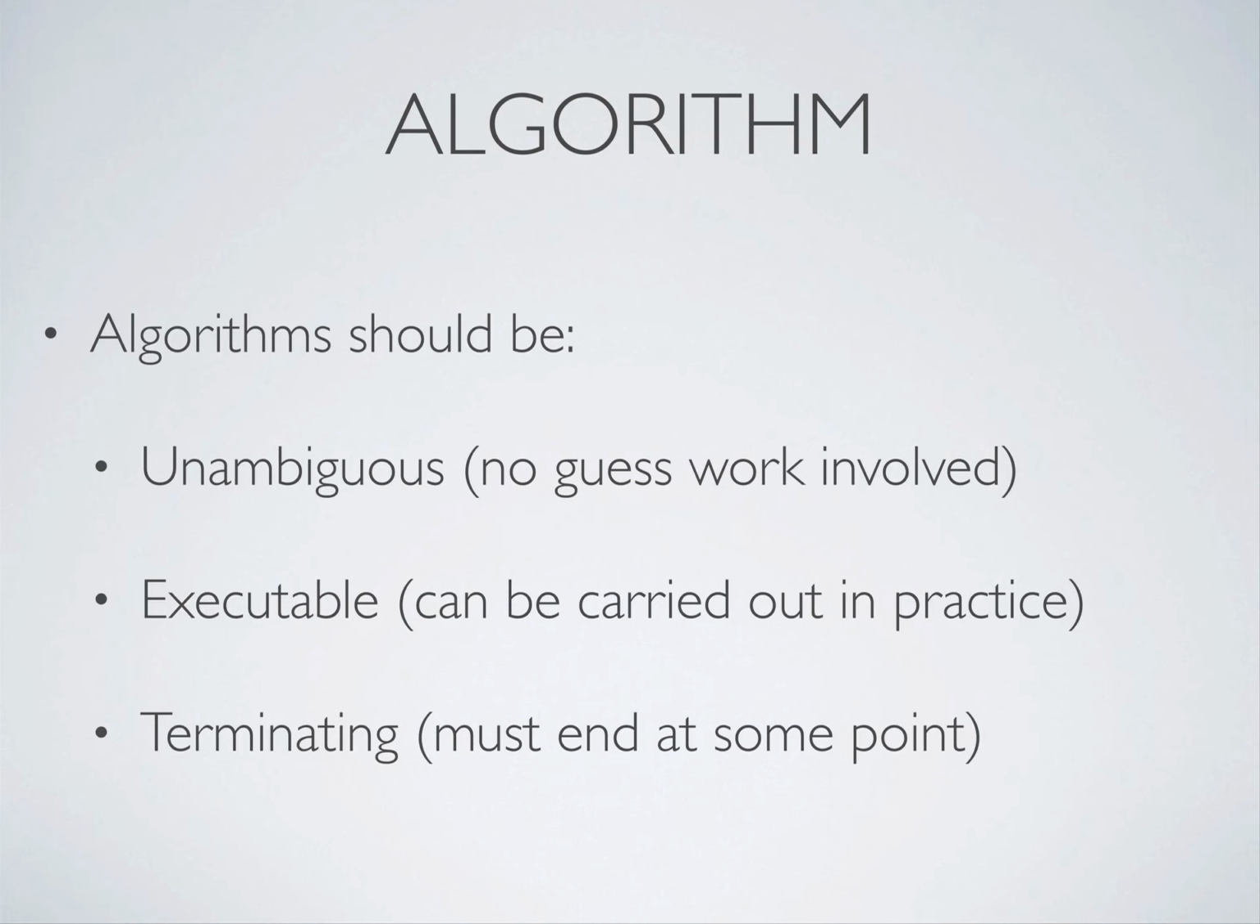A couple things of note about algorithms. Algorithms should be these 3 things. They should be unambiguous, meaning there's no guesswork involved. For example, with the baking a cake analogy, let's say your recipe says add flour to mixing bowl. That's a little bit ambiguous because how much flour are you supposed to add, right? So the idea behind algorithms is you need to be as specific as possible. There should be no guessing involved at all. So instead of saying add flour to mixing bowl, you should say add 3/4 cup flour to mixing bowl, for example.